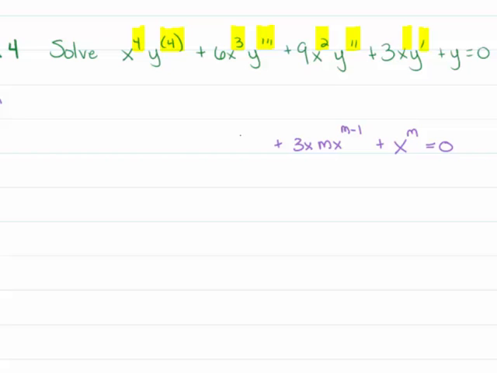plus, and instead of y double prime, I'll have m times m minus 1 x to the m minus 2. The coefficient of that was a 9x squared. And instead of y triple prime, I'll have an m minus 1, m minus 2. I didn't leave myself enough space there. Let me start over here. m minus 1, m minus 2, x to the m minus 3, and its coefficient will be 6x cubed.